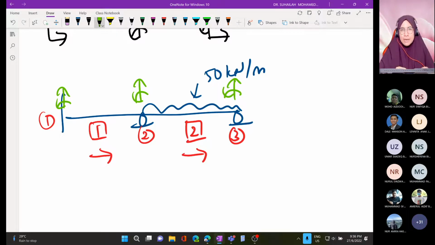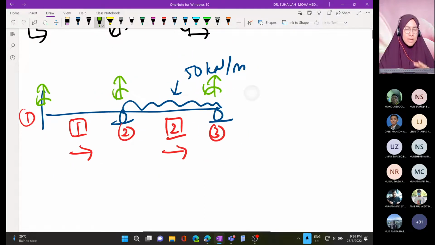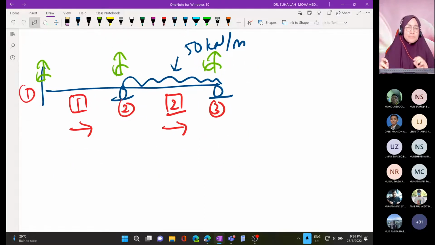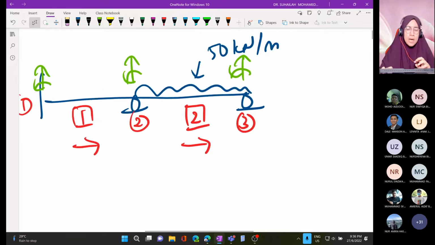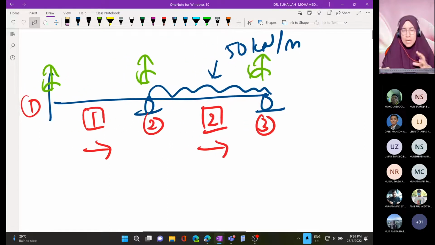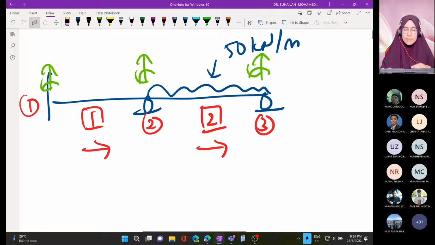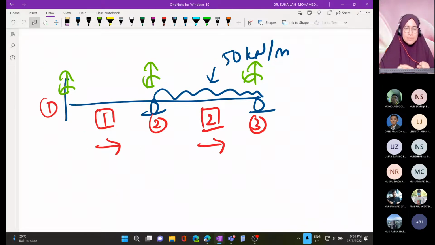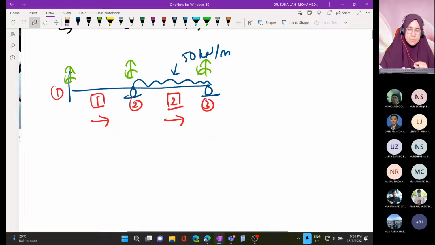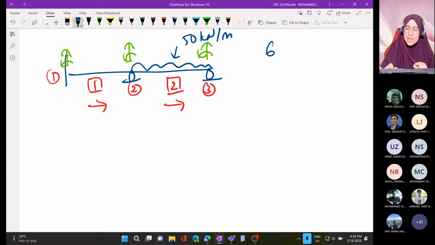In order to do that, the beam's degree of freedom position is not as easy as a truss. By looking at this, how many degrees of freedom are in this beam? How many? Total is 6 degrees of freedom.